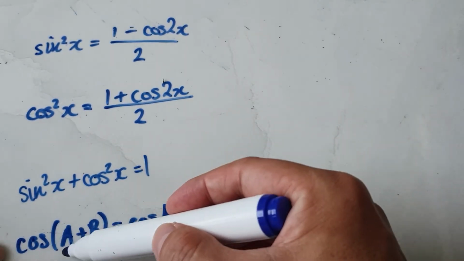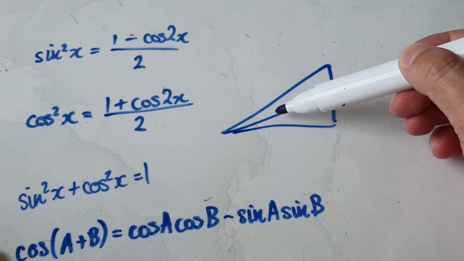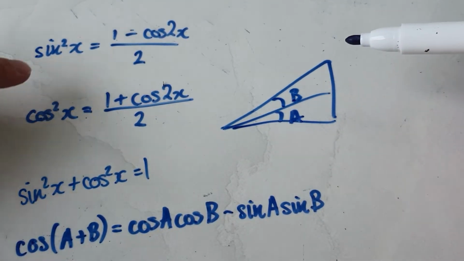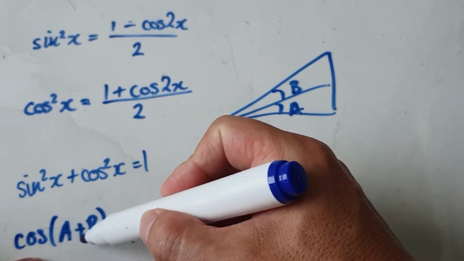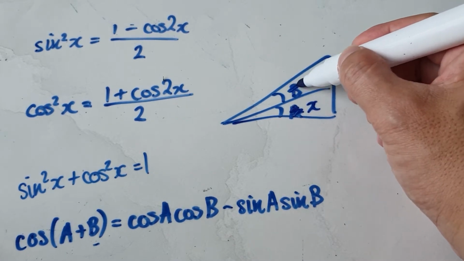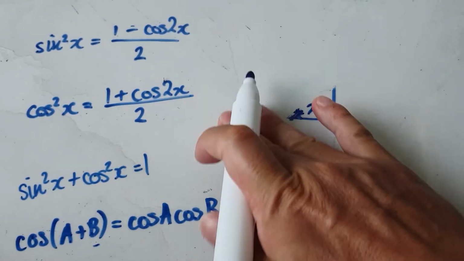So what this is saying is cos of one angle plus another angle. For example, if you have a right angle triangle, this angle here is A, the first angle, and the other one is B. But to understand this, I'm going to make the two angles the same. So I'm saying these two angles are the same. I'm going to call this X, and this angle also X. So when you have cos X plus X, it would be cos 2X.